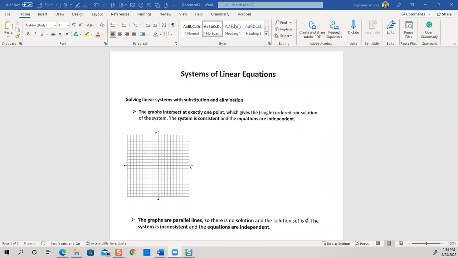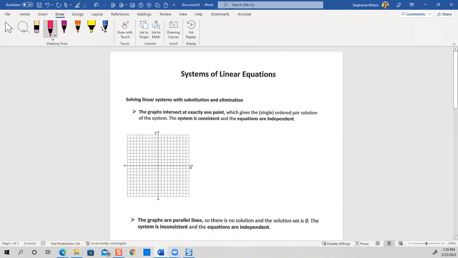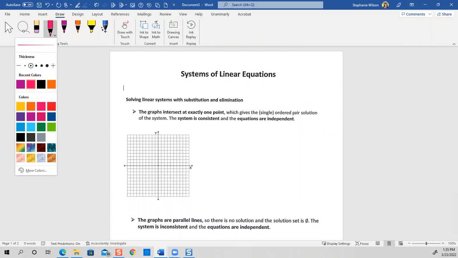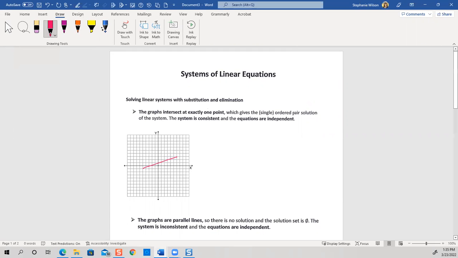System of linear equations. So on this first one here, it says the graph intersects exactly 1 point. So if I was to draw something on this graph where two lines intersect, and it's not one. Give me a second to get my pen ready to go. All right. So we have two lines that intersect at 1 point.